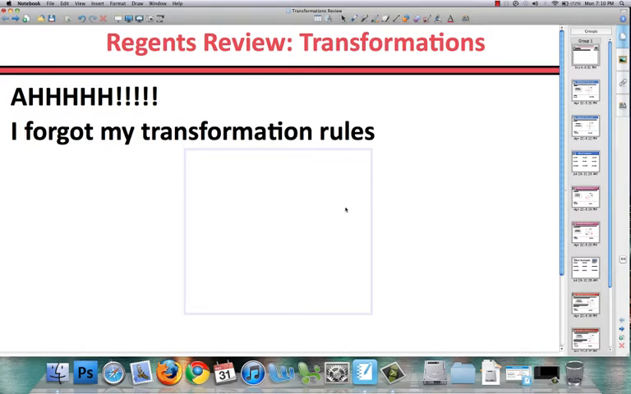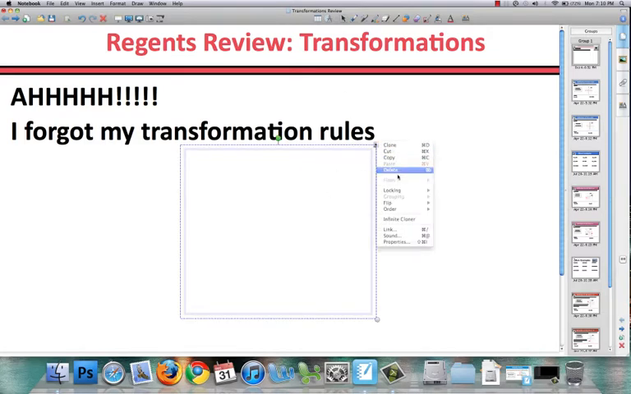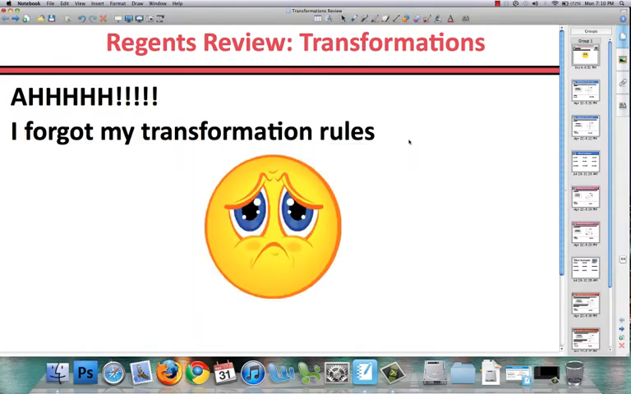So if you are like this in the Regents exam and you forgot your rules and you're panicking and you're crying, well, hopefully not crying, but if you're upset because you forgot your rules, there's something you can do. You can just use your coordinate plane to help you out.